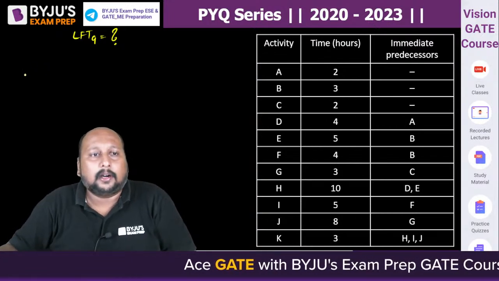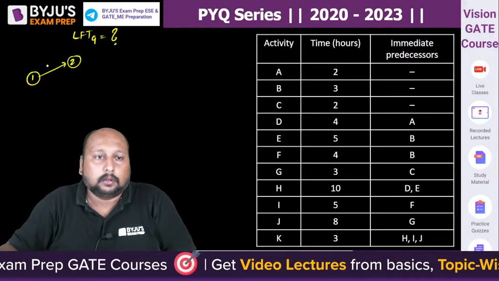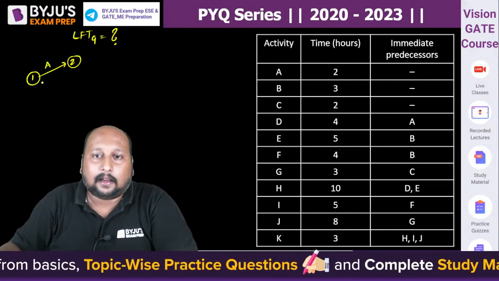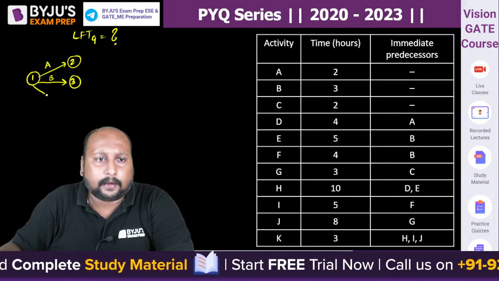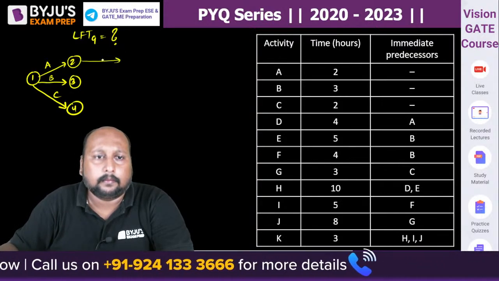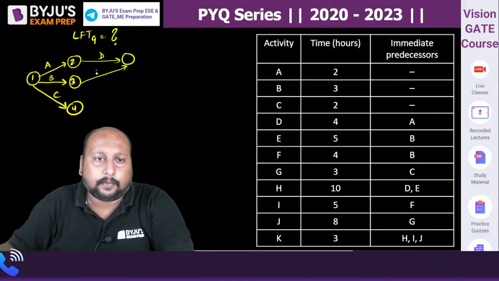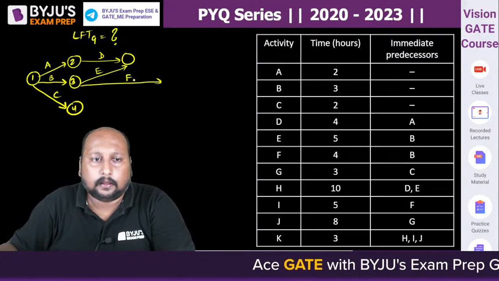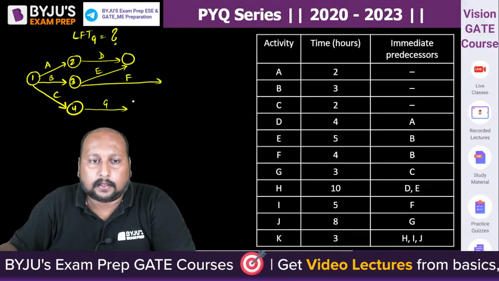Look, if I talk about activity A, A, B and C are independent, right? So 1, 2, this is A. Let me write it over here. Then B is also independent. This is B. C is also independent. This is C. D is after A. E is after B, and F is also after B. Then G is after C, right?